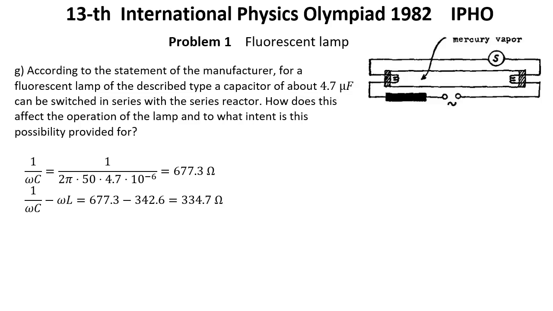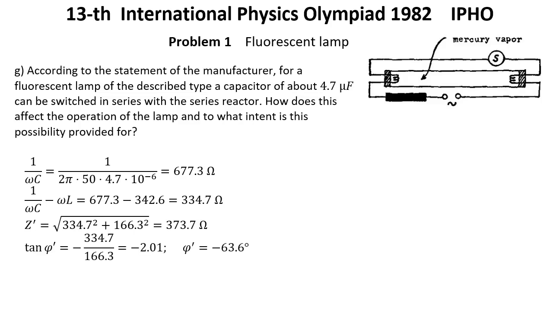The total resistance of the arrangement is now Z prime equal 373.7 ohm, which is very close to the total resistance without capacitor, if you assume the capacitor to be loss-free as in question A. Thus, the lamp has the same operating qualities, igniting the same way, and the difference is found only in the impedance angle phi prime, which is opposite to the angle phi calculated in B. Now we have tangent phi prime equal negative 2.01 and phi prime equal about negative 63.6 degrees.